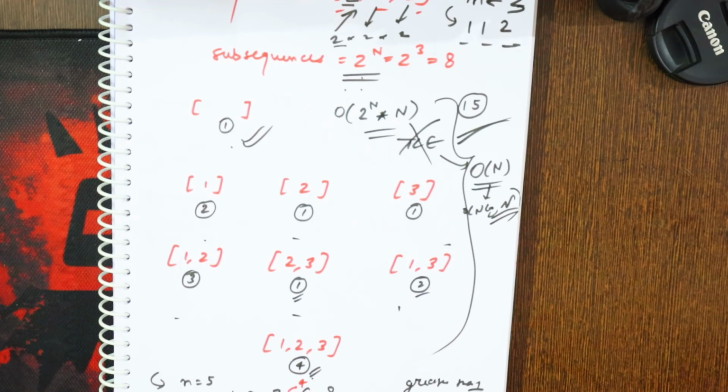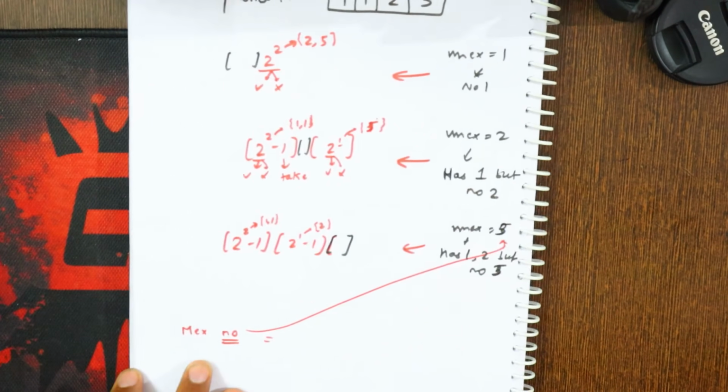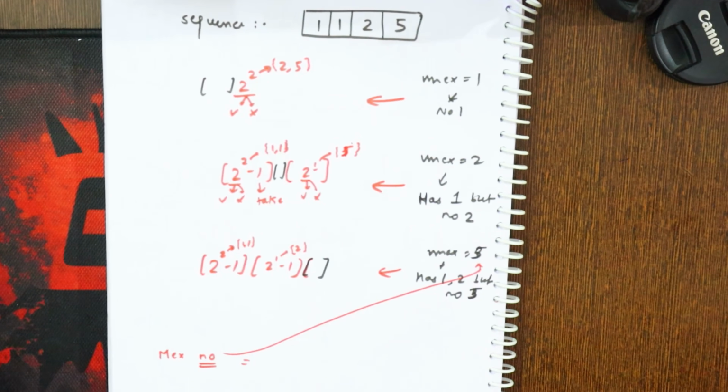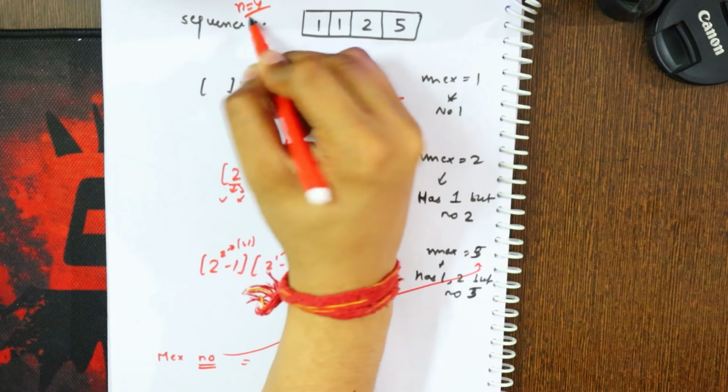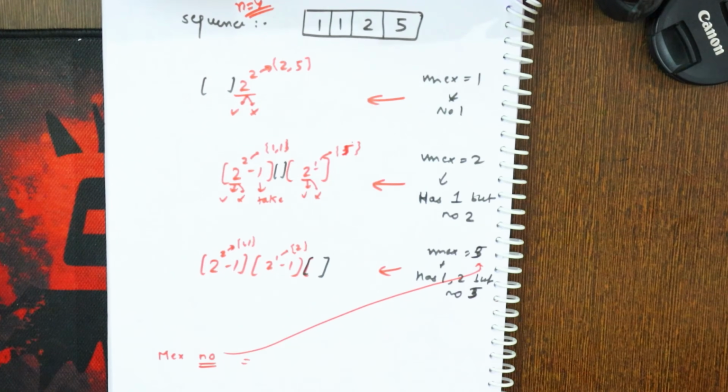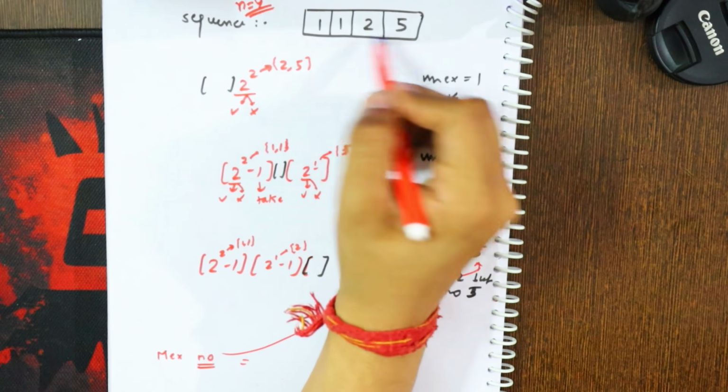Oh yeah, it is true. So how to approach it? Let's start from scratch and see how we will approach it. As you can see, let's take a random sequence of 4 elements. I opted for a small one so that we can clearly understand every case. So let's take the sequence 1, 1, 2 and 5.